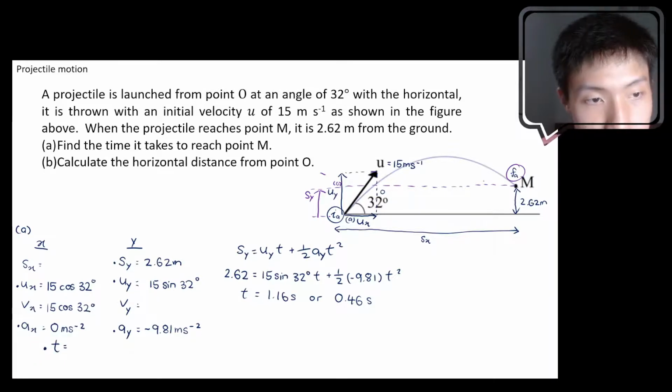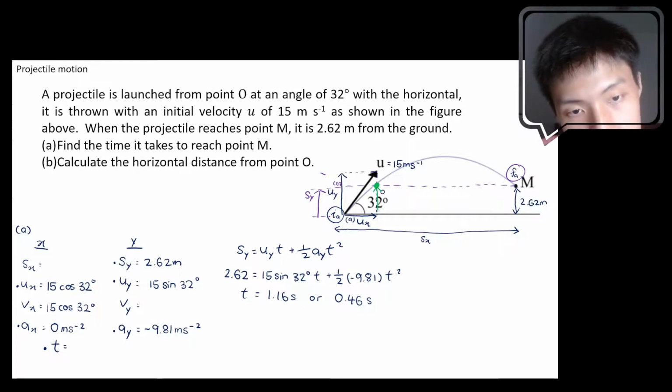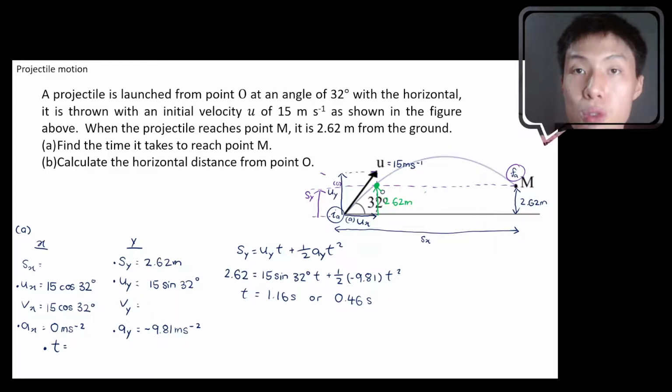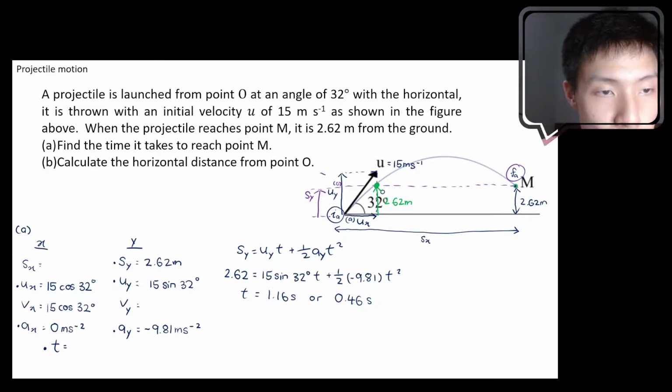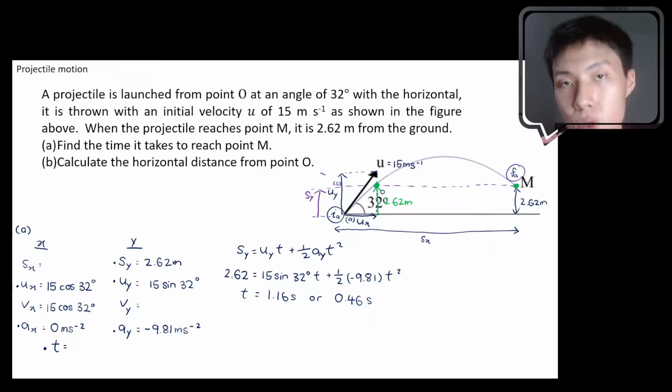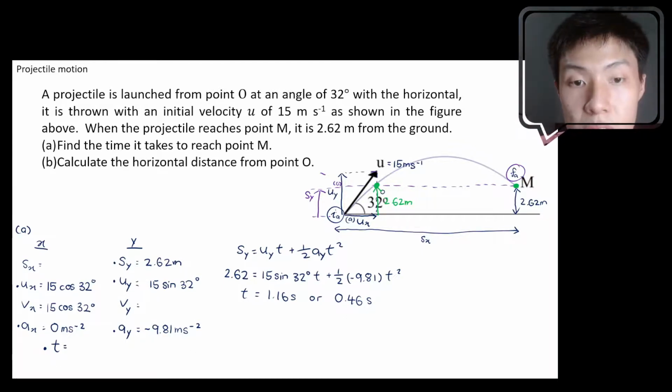Over here, when you are traveling, at this point your height will also be 2.62. So your y component of displacement will also be 2.62. And of course, at point M over here, your displacement will also be 2.62. These 2 points have a y component displacement of 2.62 from the initial position. So if you know that there are 2 points where you may get 2.62 meter, you know that one of them will be for one moment, another one will be for another moment.